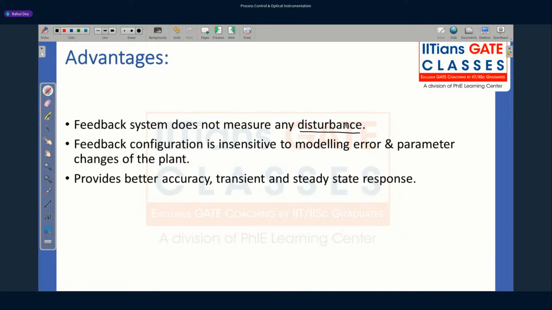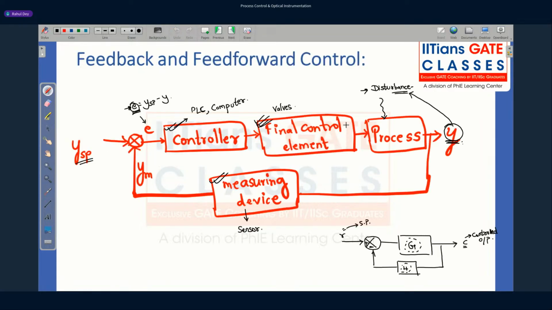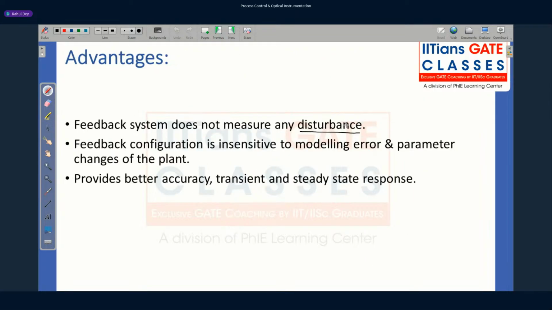Why? Because we let the disturbance affect the process. After that, we are going to measure it. So we don't specifically measure any disturbance. Okay. So the feedback configuration is insensitive to modeling error and parameter changes of the plant. Why so? So what is modeling error?